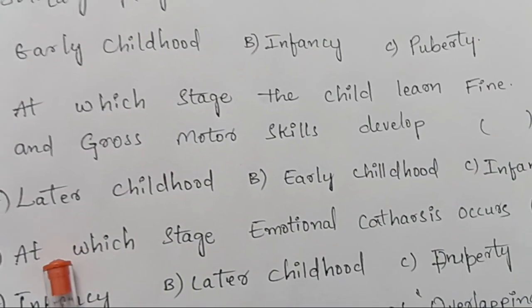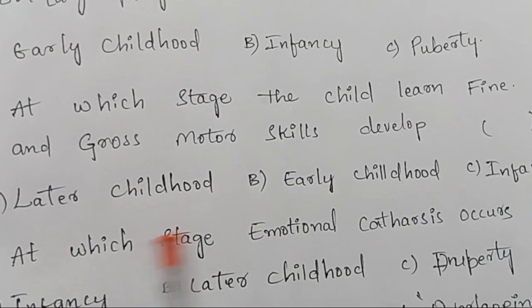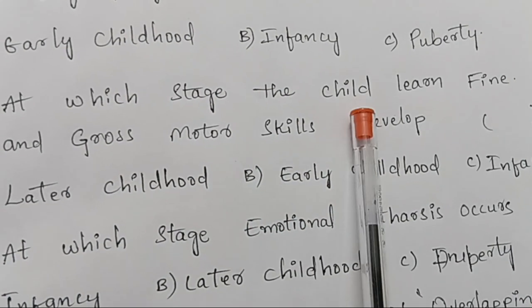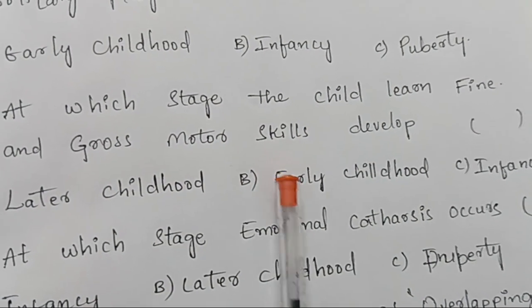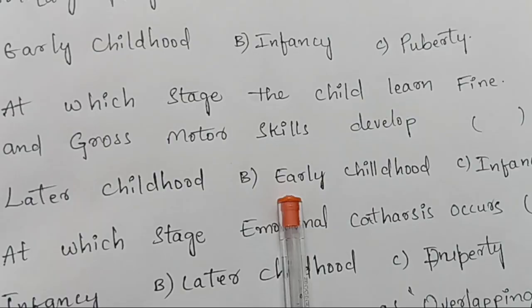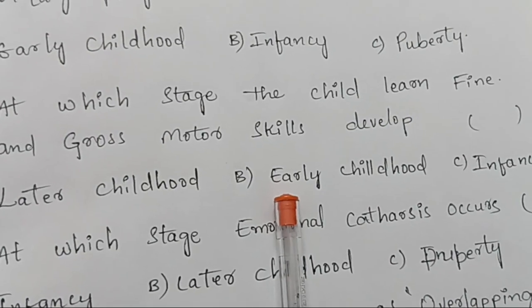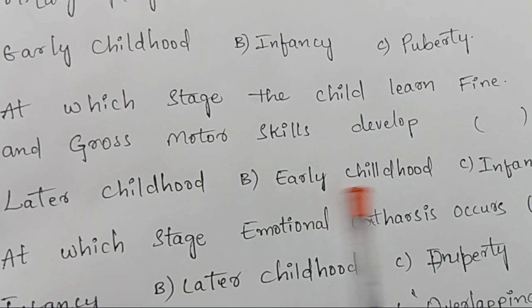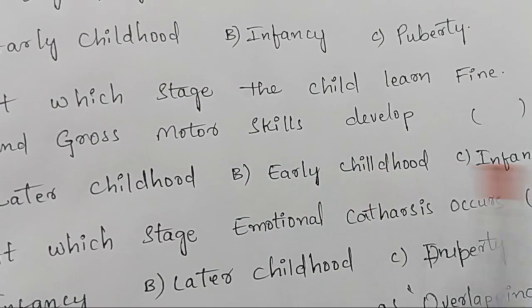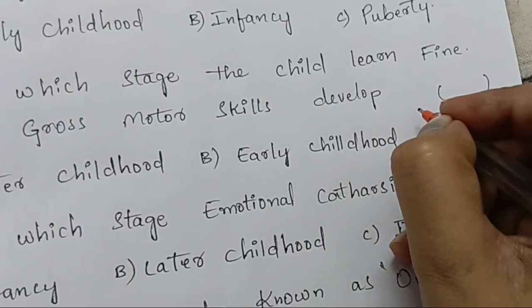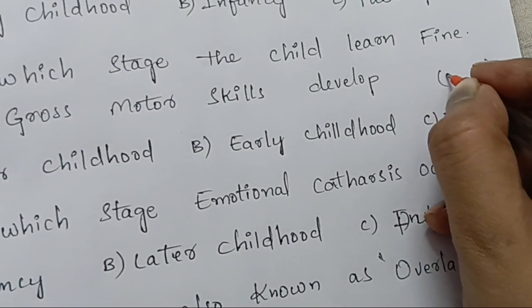In a previous question we have discussed, right? In early childhood, the child learns fine and gross motor skills. So that's why he or she is able to do kinetic skills. So early childhood is the correct answer. Option B is the correct answer.